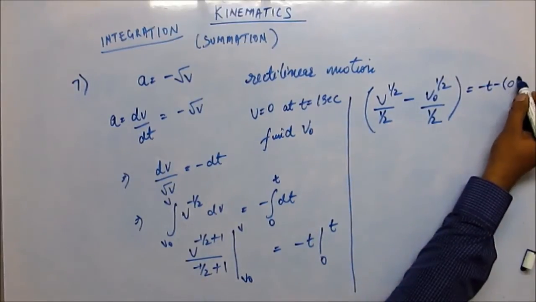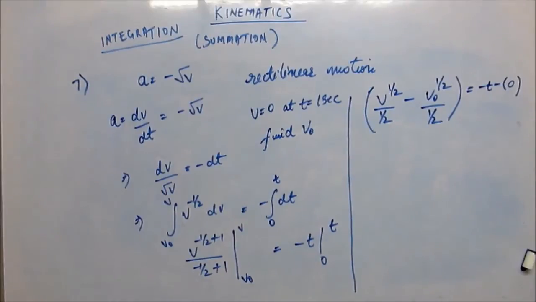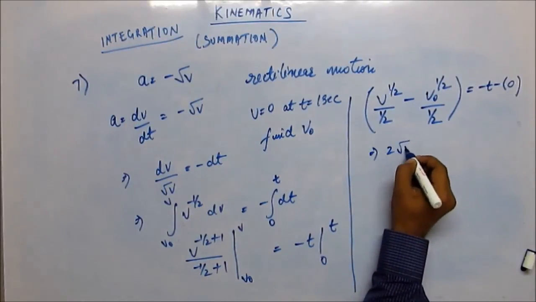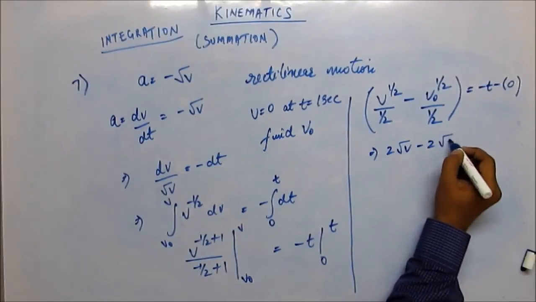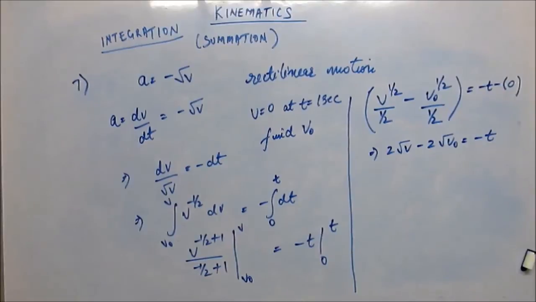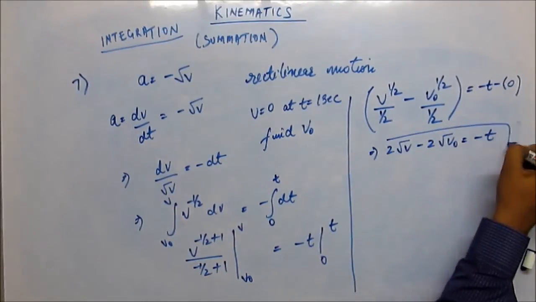This is simply 0. This is how we do the integration. Now this is 2 root v minus 2 root v0 is equal to minus t. So this is the expression of velocity that we have got. Now let's see what they were asking.